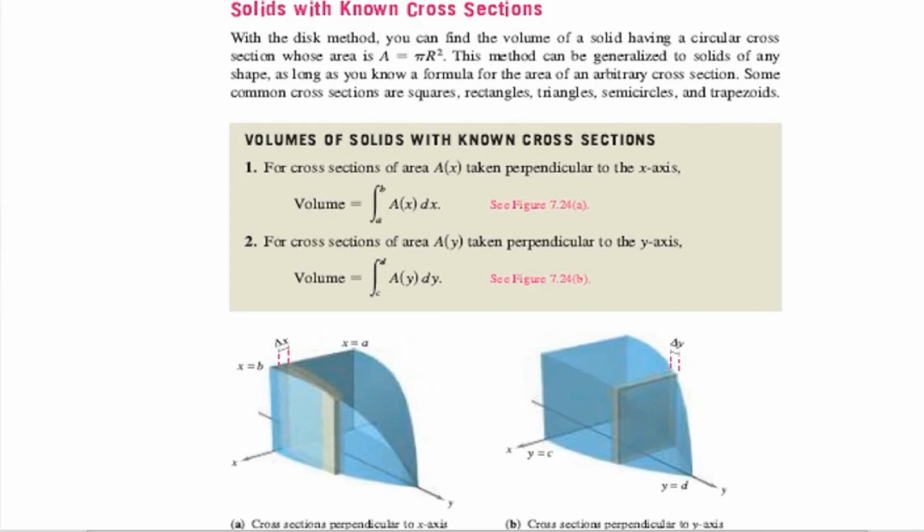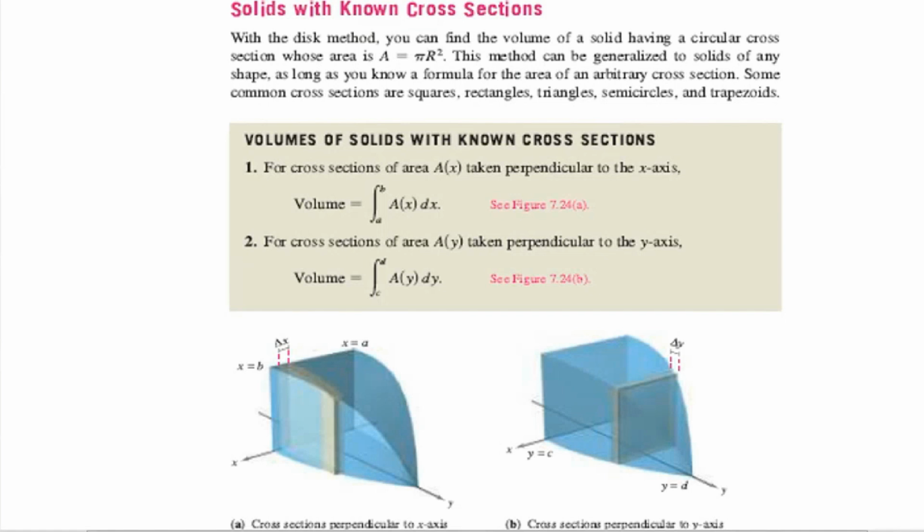With this method, you can find the volume of a solid having a circular cross section whose area is A equal to pi r squared. This method can be generalized to solids of any shape as long as you know a formula for the area of an arbitrary cross section. Some common cross sections are squares, rectangles, triangles, semicircles, and trapezoids. So just recall the formulas for the areas of those cross sections.